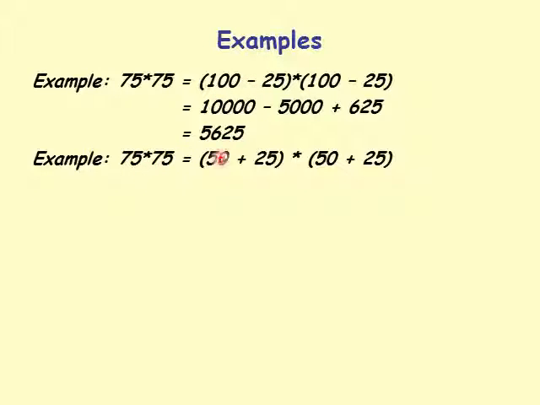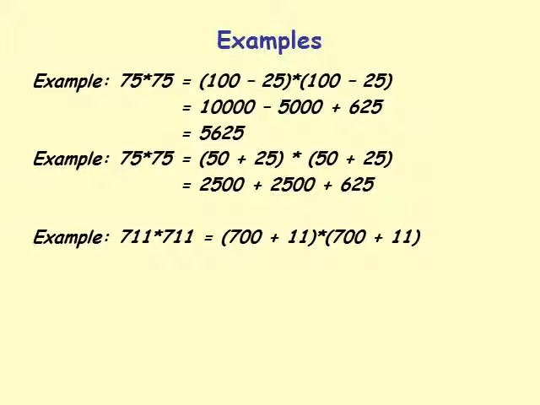Let's do it another way. Instead of subtraction, let's do 50 plus 25. So split 75 into two parts, 50 and 25, and square 50 plus 25. A is 50 and a squared is 2500. Now 2 times a is 100, times b, 25. 100 times 25 is 2500. Then b squared, 25 squared, is 625. So 2500 plus 2500 is 5000, plus 625. So that's 5625.